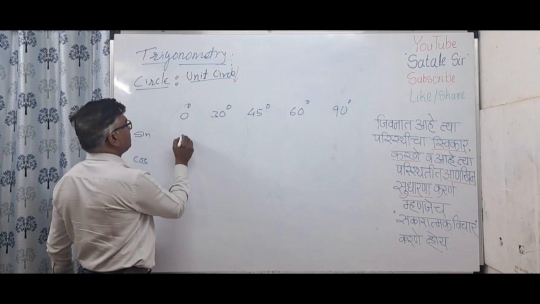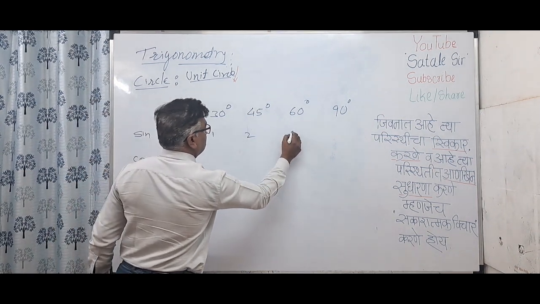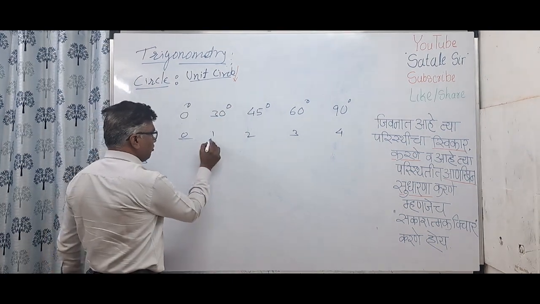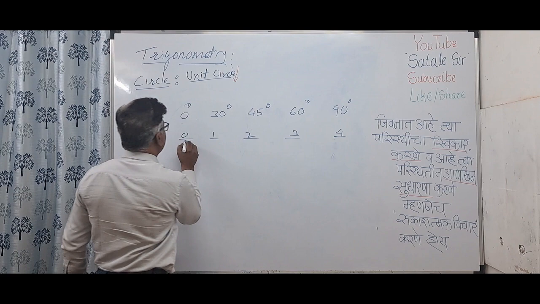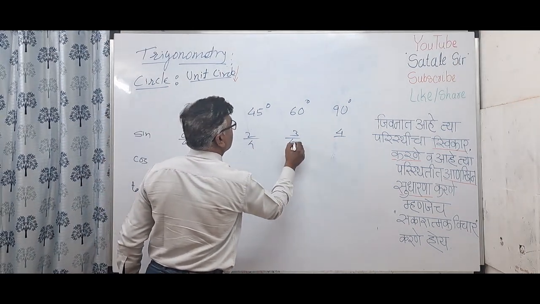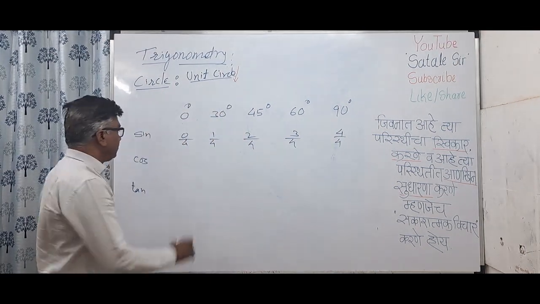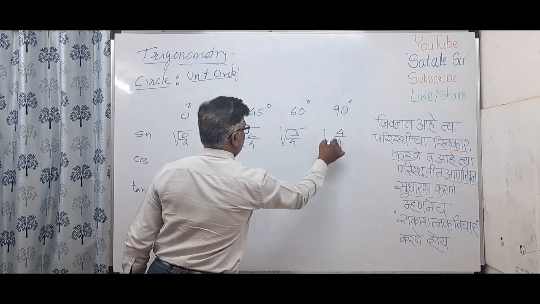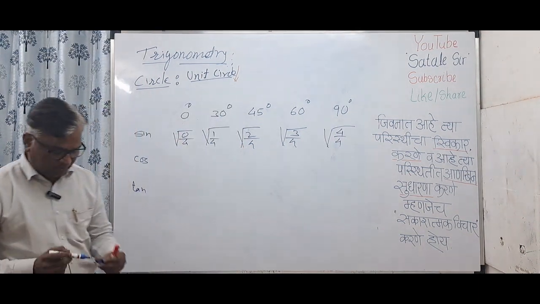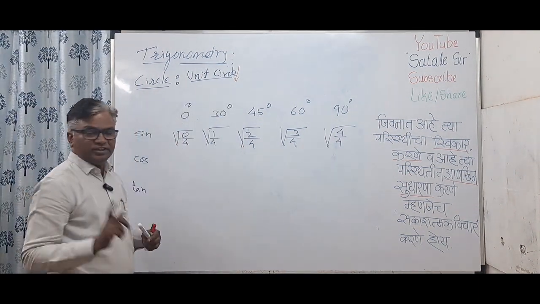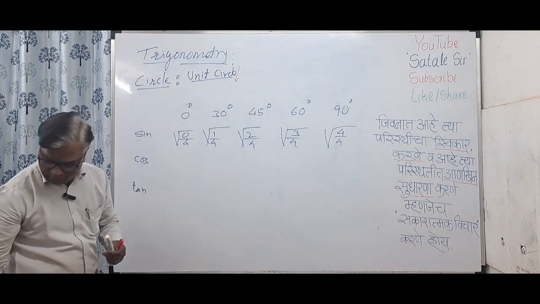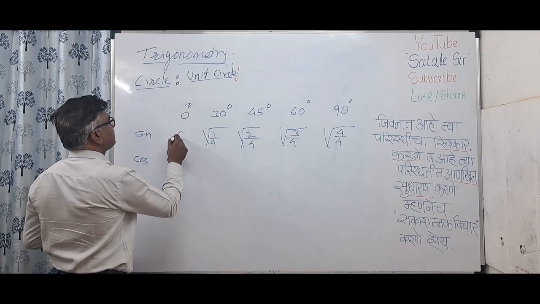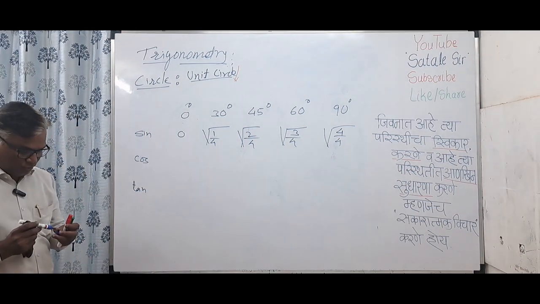Okay, so I am writing here now 0, 1, 2, 3 and 4. Now divide all these figures by 4. So I am dividing this by 4 again here, and take the root of all these figures. So 0 upon 4 is 0, and the root of 0 is again 0. That means this is 0. So sine 0 is always 0.